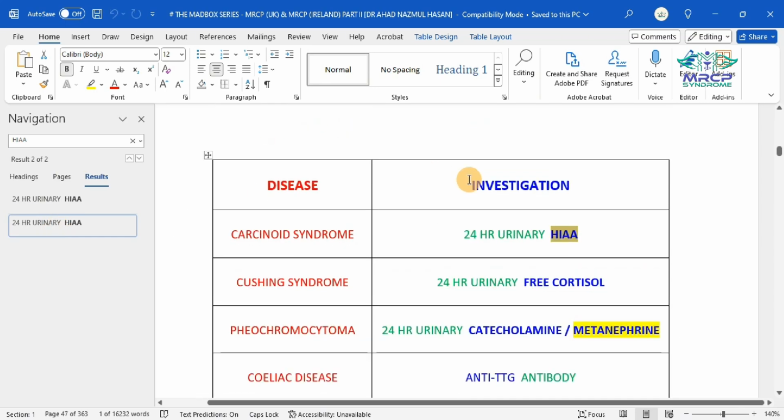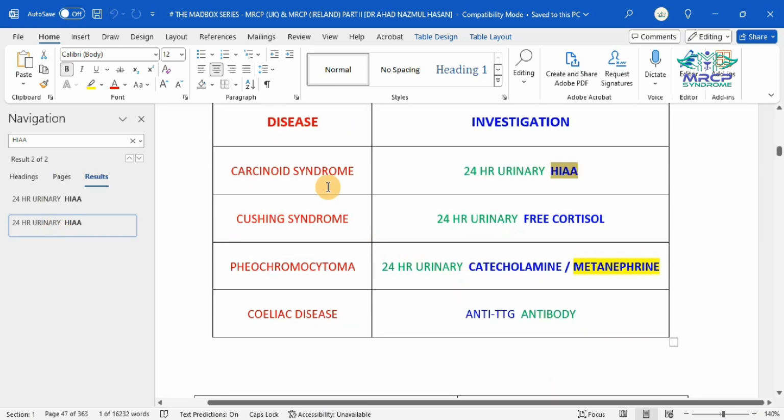So this is the initial investigation for carcinoid syndrome: 24-hour urinary hydroxyindole acetic acid. For Cushing syndrome, 24-hour urinary free cortisol. For pheochromocytoma, 24-hour urinary catecholamine or 24-hour urinary metanephrine. So if both of them are in the options, what would be the answer? Catecholamine or metanephrine? You'll be going for the metanephrine. Metanephrine is more appropriate. And in case of celiac disease, you will be going for the anti-TTG antibody.